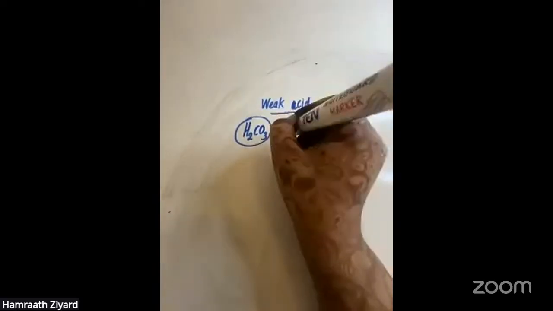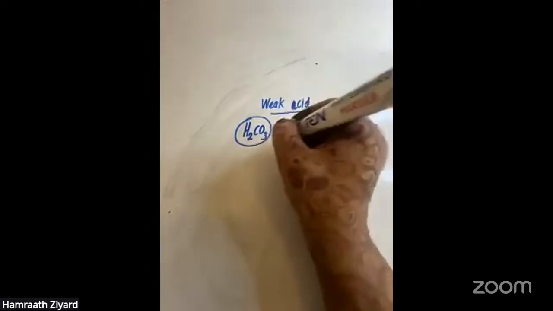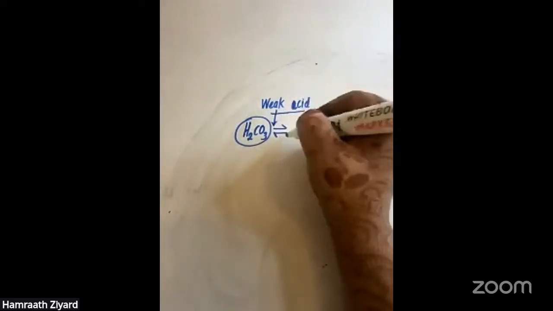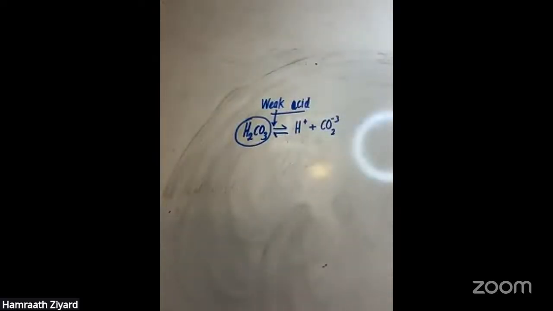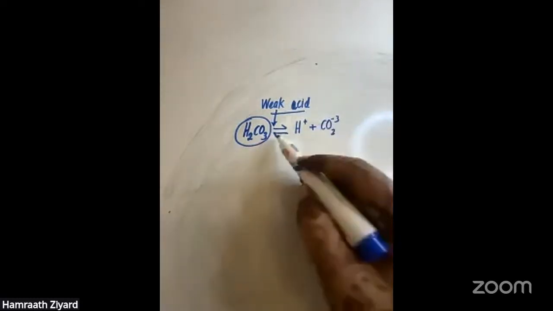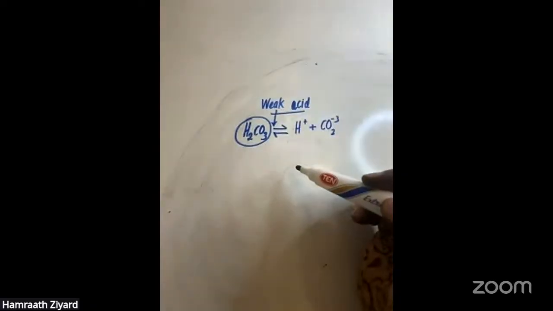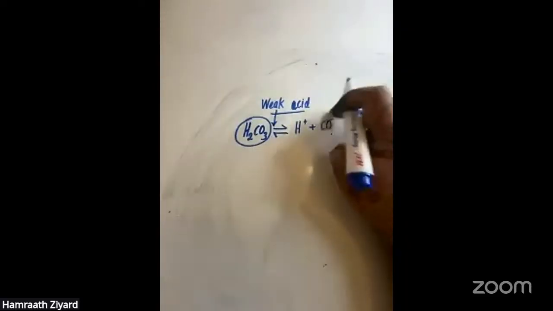Double arrows like this. You have to indicate it using the double arrows. When it comes to a weak acid, you have to use arrows like this. Why? Because they are not completely ionized. They are incompletely ionized. So you can check whether they are balanced. No, they are not balanced, isn't it? So since they are not balanced, how can you mark them? So this has to come the other way around.